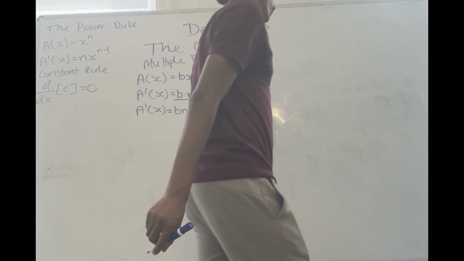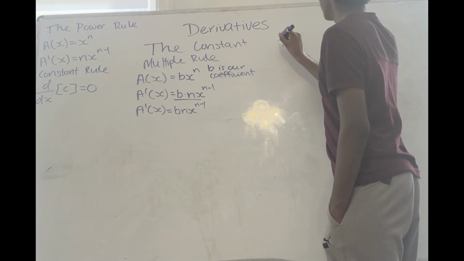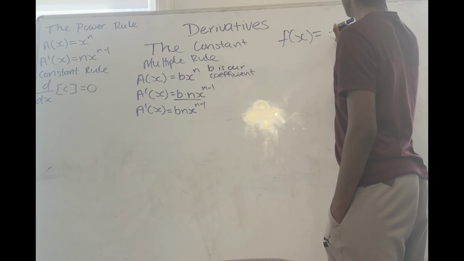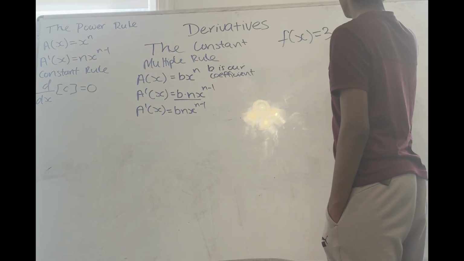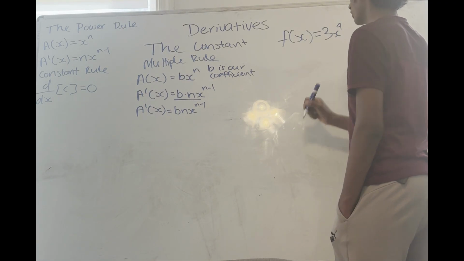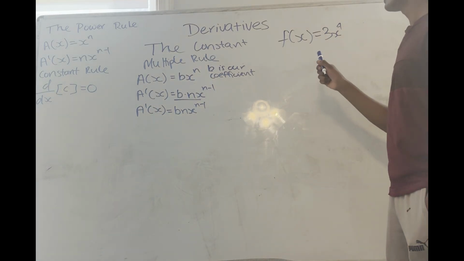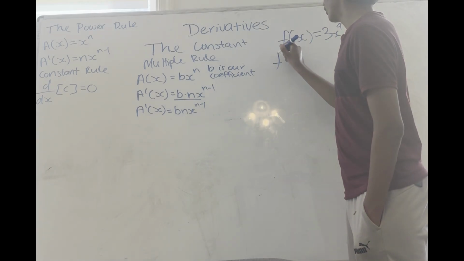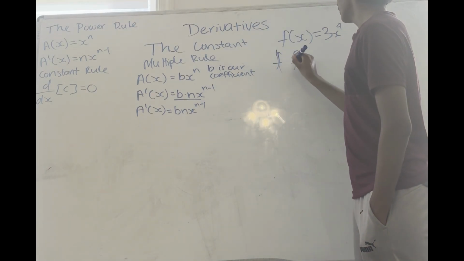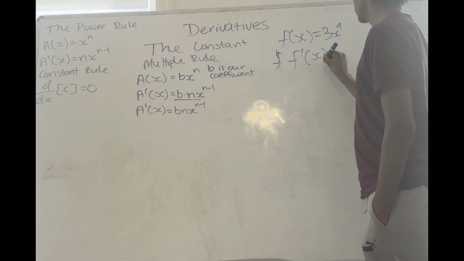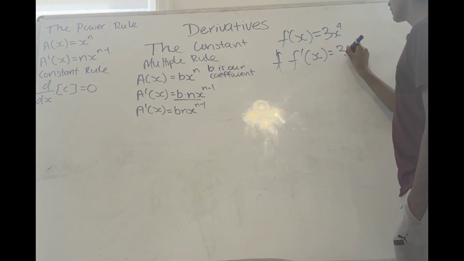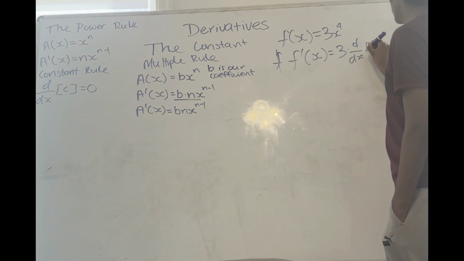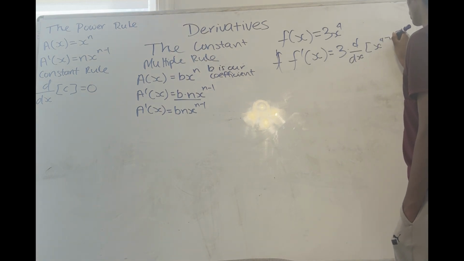Let's say that we have f of x is equal to 3x to the power of 4. All right, now we want to take the derivative of this equation. So what do we do? Well, we first write it as f prime of x is equal to 3 times the derivative of x to the power of 4, all right?